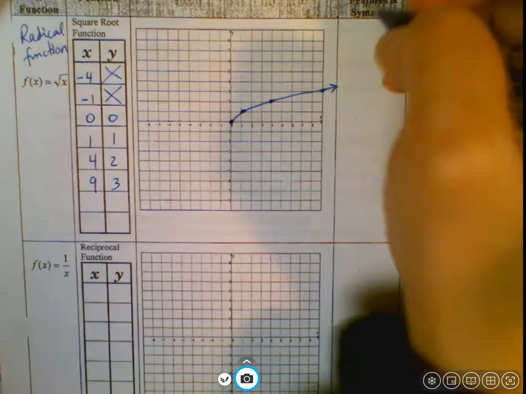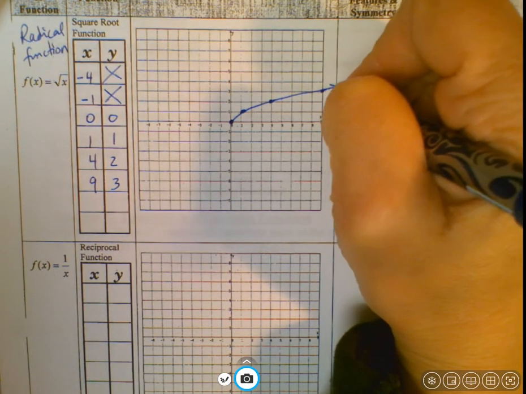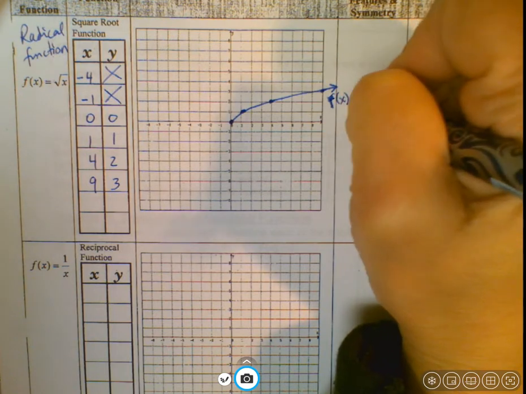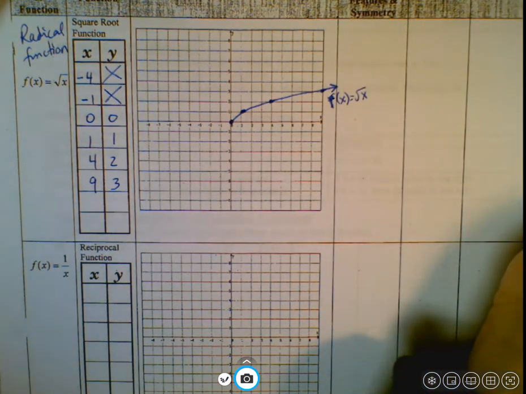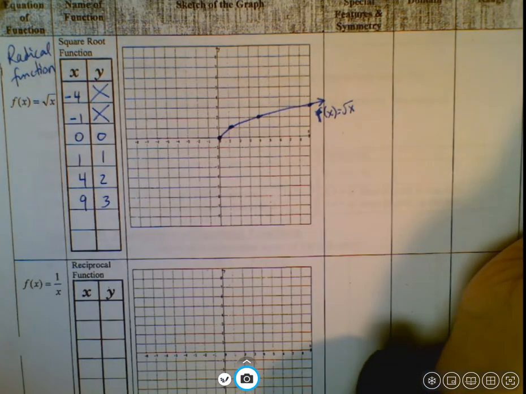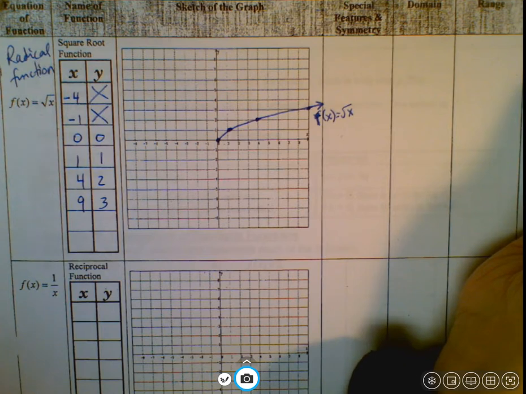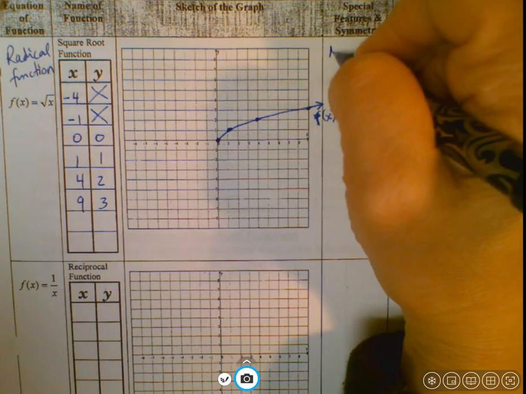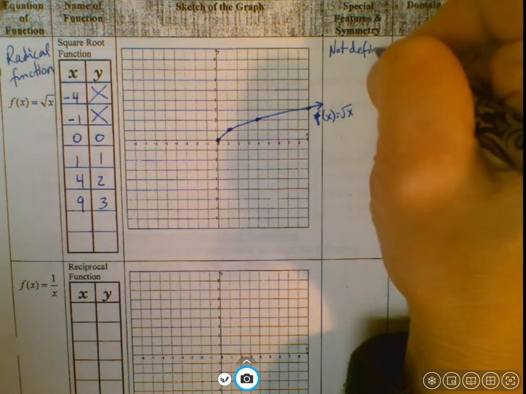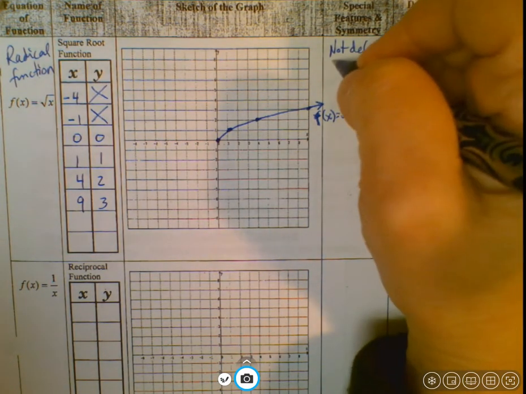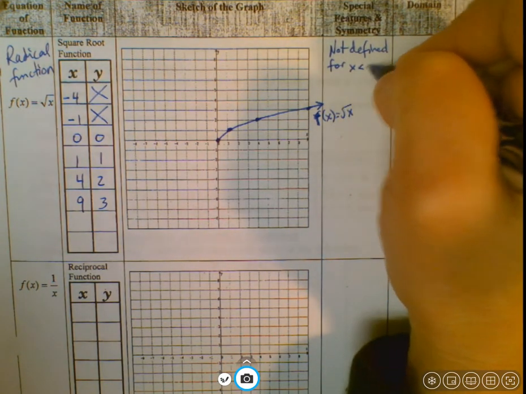And every time that we graph something, we always write the equation. Sorry, this is f of x equals square root of x. Okay, are there any special features here? Is there symmetry? So there's no symmetry, but a special feature would be that the function is not defined everywhere, right? So it's not defined for x less than 0.